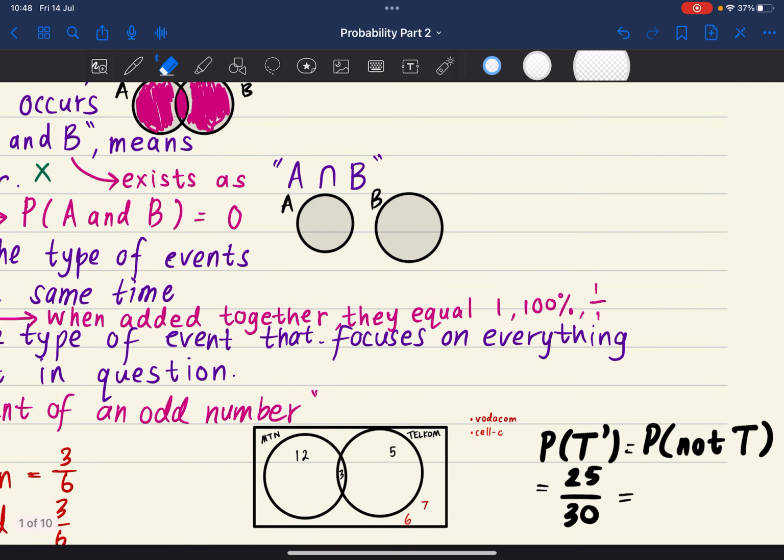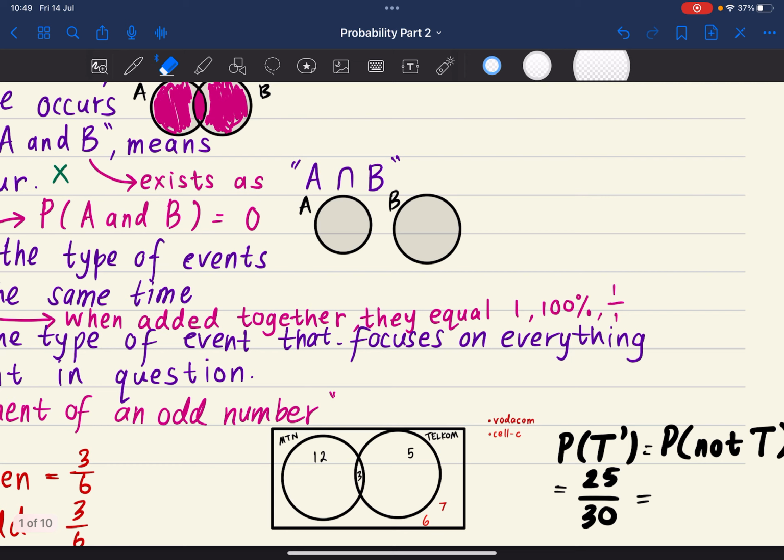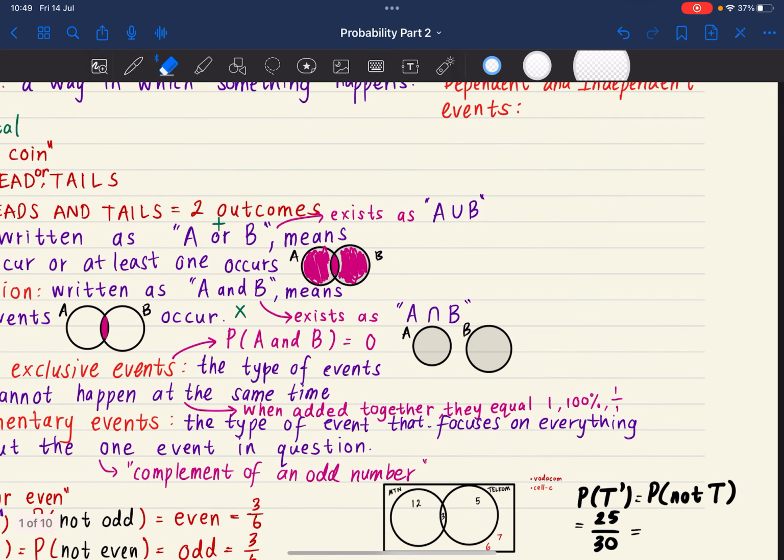And we used this Venn diagram example where we asked, what's the complement of MTN? Or what's the complement of people who use MTN? And we said that would be the people who use Telkom, Vodacom, and Cell C. Or you can talk about it in another way: what's the probability of not MTN? That would be the same thing. It would be the numbers 5, 7, and 6, or the people who use Telkom only, Vodacom, and Cell C. You're looking at that Venn diagram.